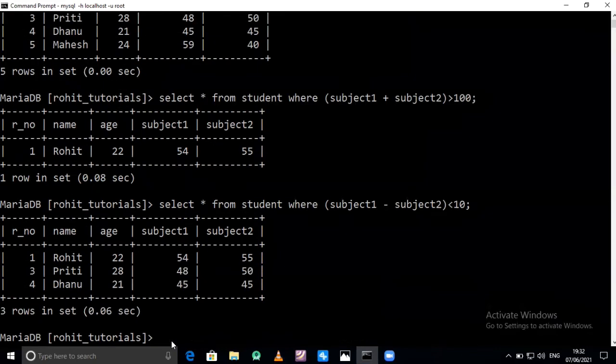Press enter. For Rohit, 54 minus 55 is minus 1, which is less than 10. For the second, 48 minus 50, it is minus 2, which is less than 10. And last is 45 minus 45, 0. What about roll number 2 and roll number 5? Just check it.